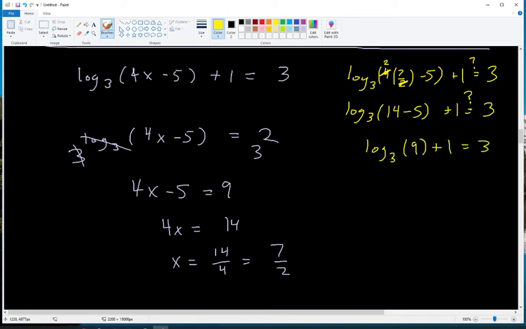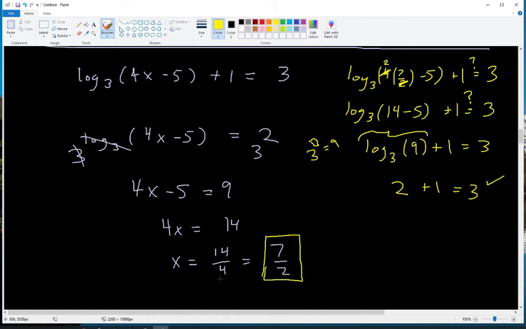So we got to think, 3 raised to what power makes the 9? That's what this logarithm here represents. What power do I raise the base to get the thing in parentheses? Well, 3 squared is 9, so log base 3 of 9 is really 2, because that says raise the base 3 to the second power to get the thing in parentheses. And we get 2 plus 1 is 3, and yeah, that's good. Since that works out, our answer checks out, and we have our solution.